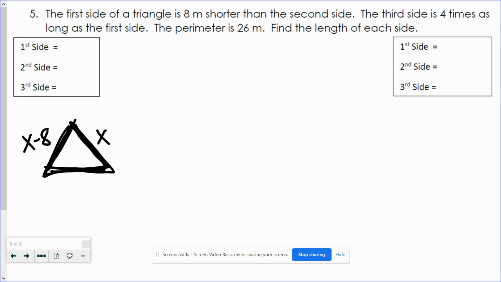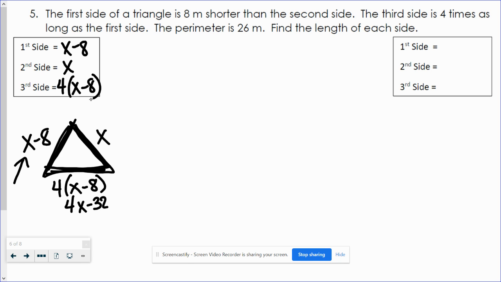And then the third side is 4 times as long as the first side. So this is the first side. If I want 4 times that whole thing, I'm going to have that in parentheses. Okay? So you can either leave it like that, or you could distribute and get that that's really 4x minus 32. In my translation, I'm going to say that the second side is x, this is x minus 8, and here I will keep this with the straight translation, but when I write my equation, I'm going to just do this as long as I've got my distribution done.